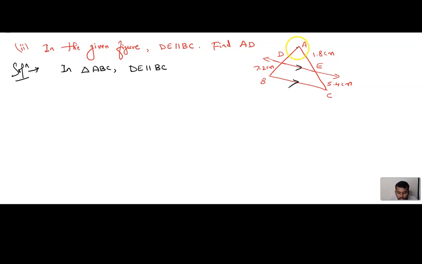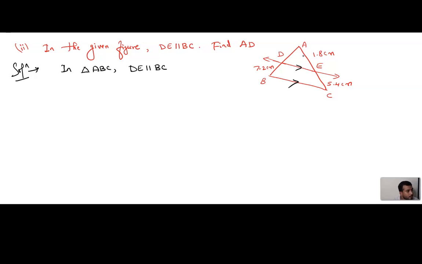Now we can see here, he is asking us to find AD. AD we don't know, but we know DB. DB is how much? 7.2 centimeter. AE is 1.8 centimeter. EC is 5.4 centimeter. It means he has given 3 halves and is asking us to find another half.